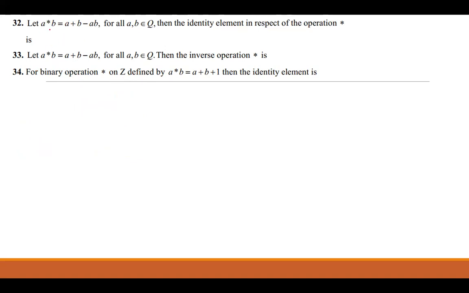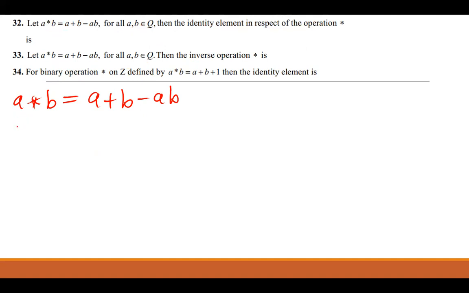So we have A star B is equal to A plus B minus AB, for all values A, B, which are members of the rational numbers. The identity element in respect of the operation is, so let us find the identity element of this expression. Remember we said A star E is supposed to give you A. So we are going to replace, okay, let me use X in this case so that you don't get confused, since the question is using A.